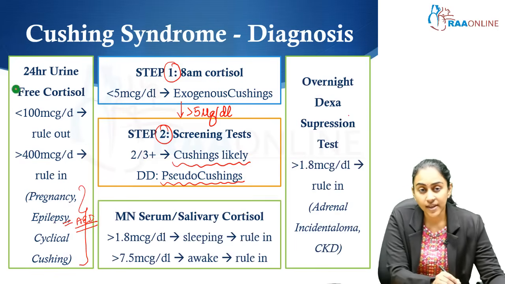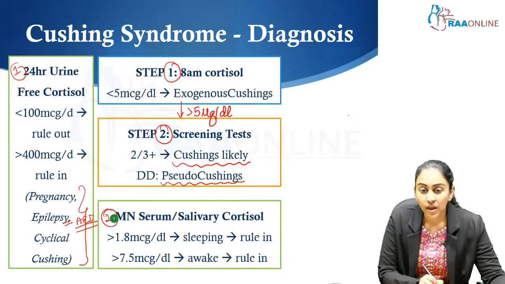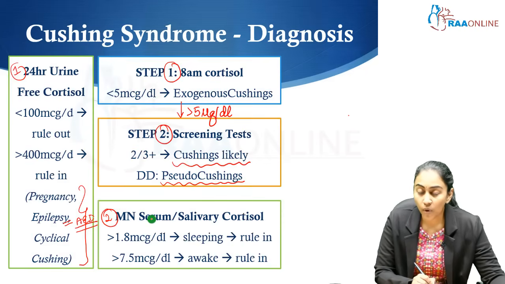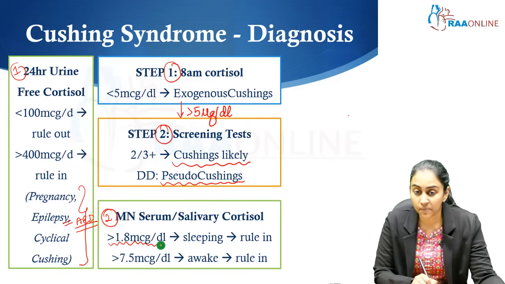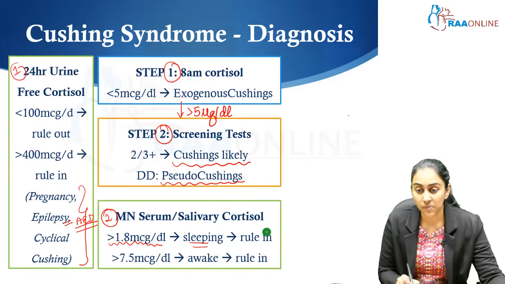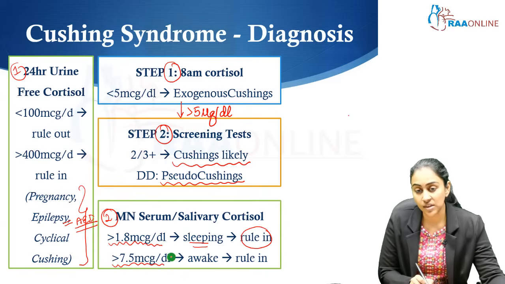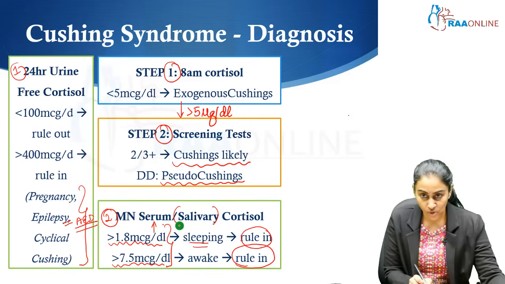Now, the second test is going to be a midnight serum salivary cortisol test, where the cutoff is going to be 1.8 microgram per deciliter. So, if the serum cortisol taken at midnight is more than 1.8 microgram per deciliter while the patient is sleeping, that means the cortisol is unsuppressed. Similarly, if the patient is awake and the midnight serum cortisol is 7.5 microgram per deciliter, then that tells us that this patient likely has cortisol excess. So, the values that I mentioned here refer predominantly to serum cortisol values.